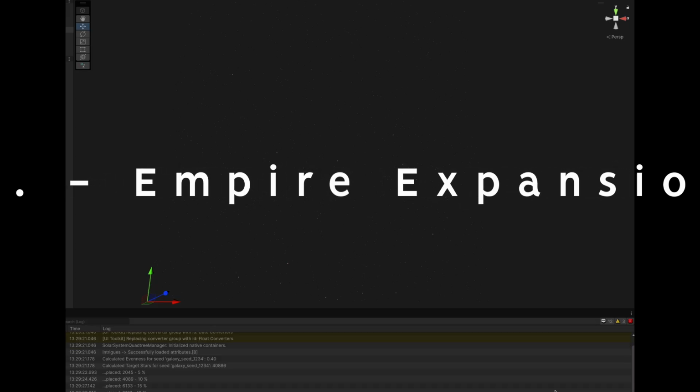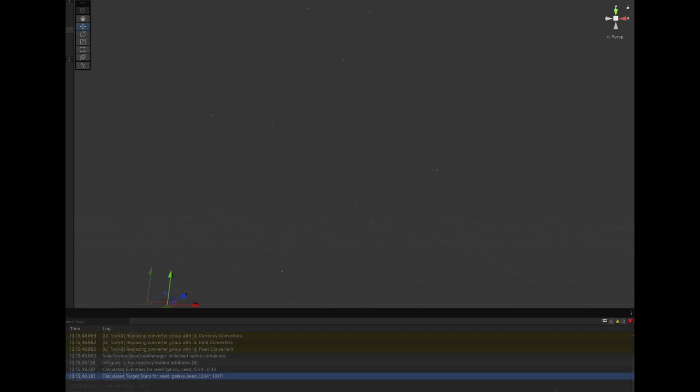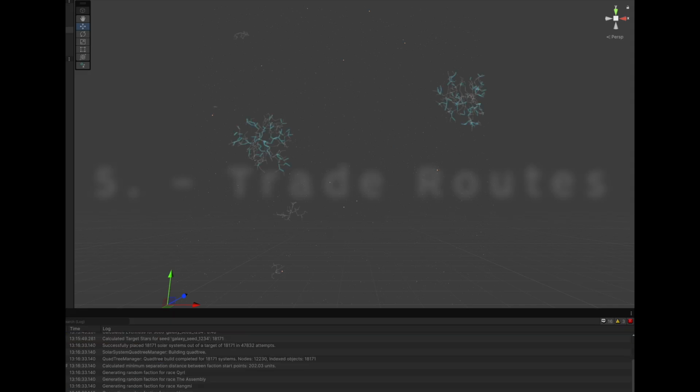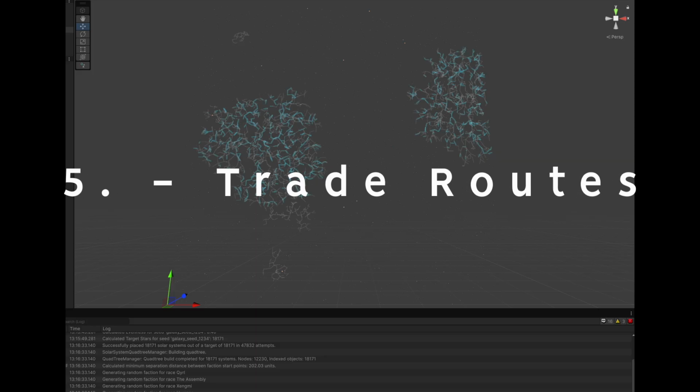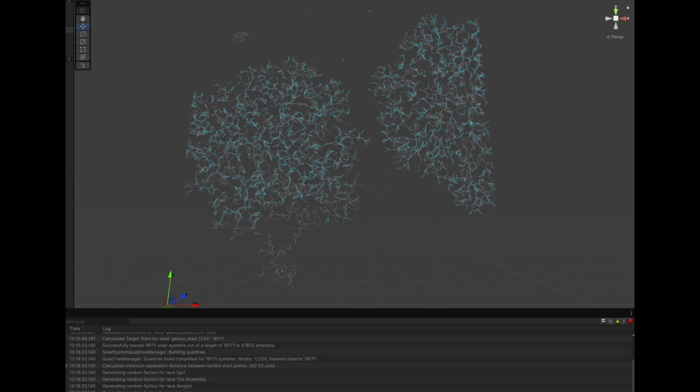4. Empire expansion. This is where things get interesting. The generator simulates alien empires expanding from their starting systems into nearby habitable stars. It does this over and over, anywhere from 1 to 300 rounds of expansion, depending on the galaxy size. Each alien race has its own unique expansion rate, adding a layer of complexity. 5. Trade routes. Finally, we create the essential trade routes between star systems. This is based on proximity, of course, but also economic factors like resource availability.